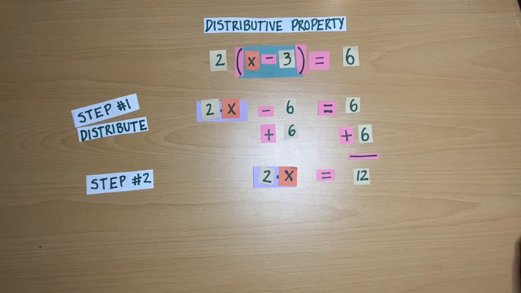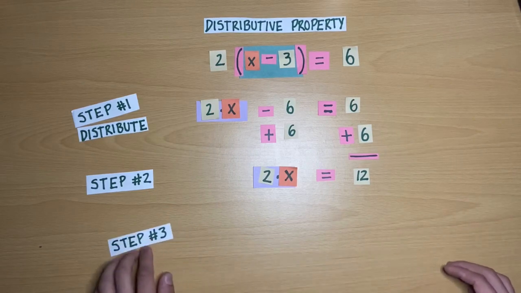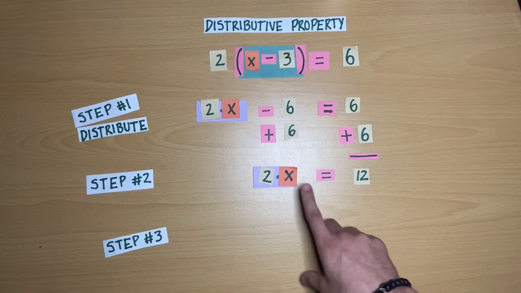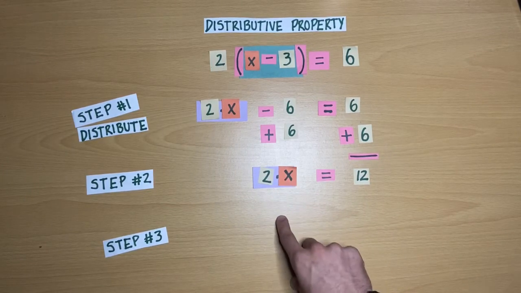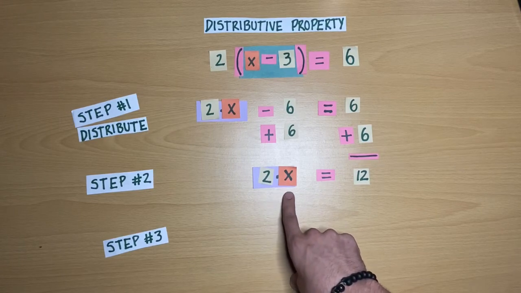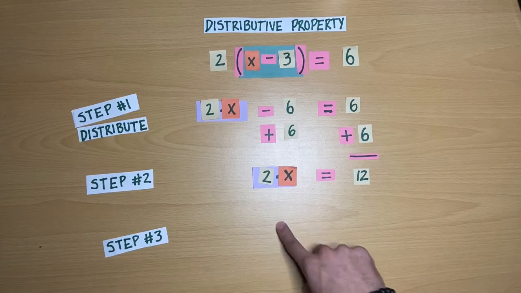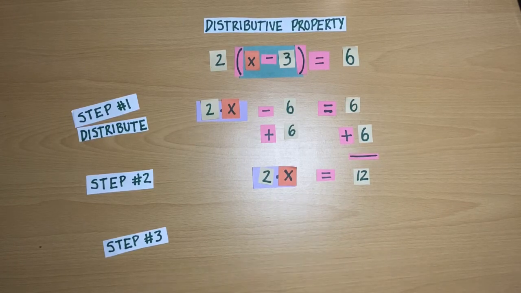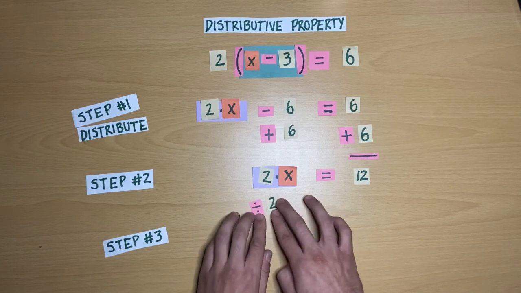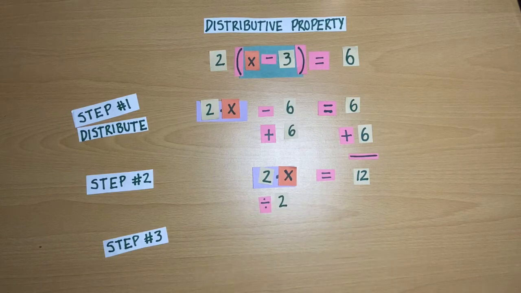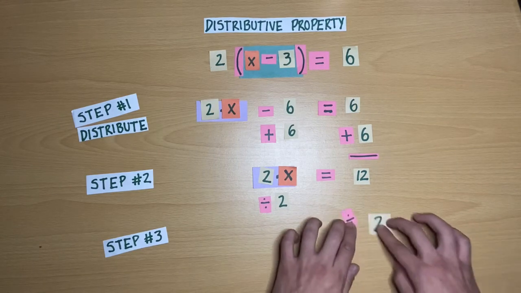Now we go on to step number 3. And that's just simply getting x by itself. So 2 times x, the inverse of 2 times x is to divide by 2 to get x by itself. So let's divide by 2. And again, we have to do that to both sides.